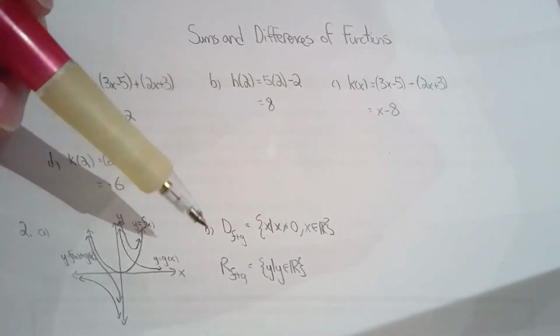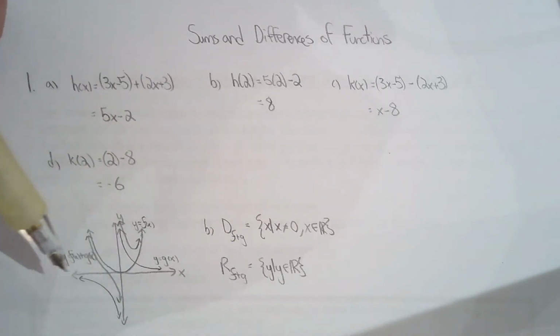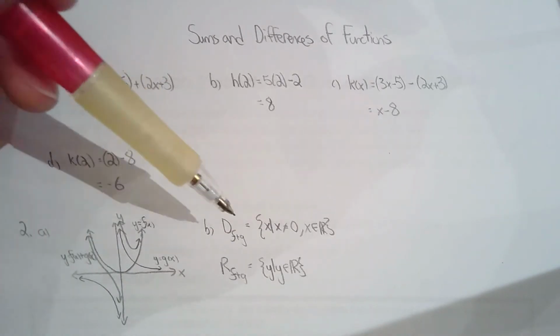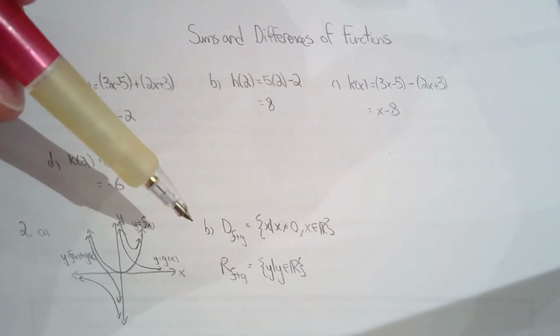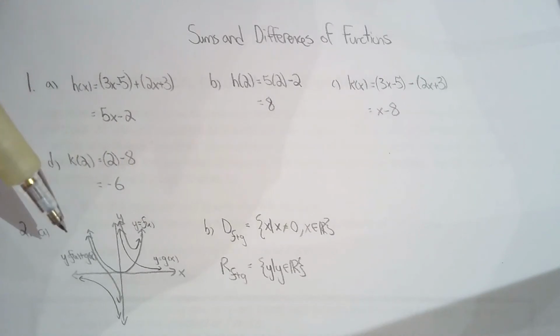Anyways, for 3b, they ask us to state the domain and the range. For the domain, just remember that the domain of the sum or difference of 2 functions can be found by determining the common elements. What are the same parts of the 2 domains? What do the domain of f and g have in common? That will be the domain of the sum or the difference.